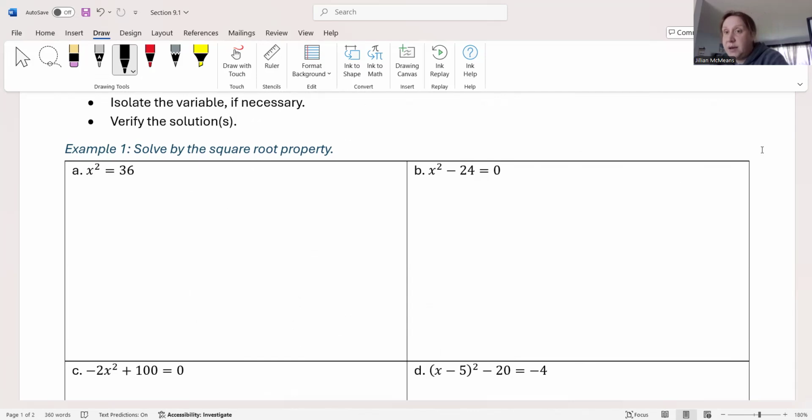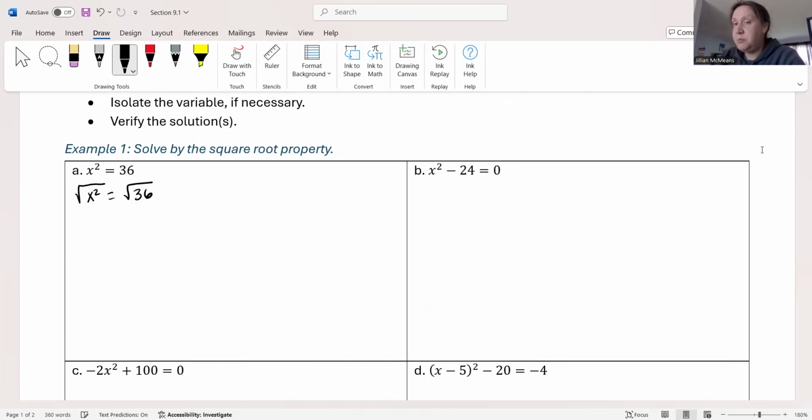Well, for part A, we have x squared equals 36. The first part's already done. We've already got the variable term, the squared component, isolated. So we need to undo the squared part. How do we undo squaring something? Well, we take the square root of that. So we're going to take the square root of both sides.